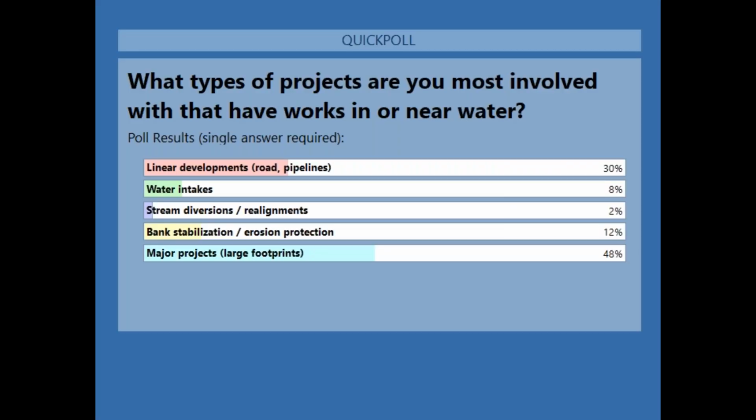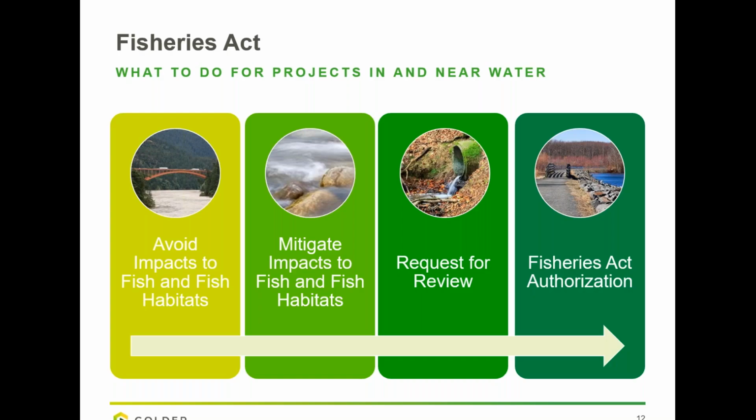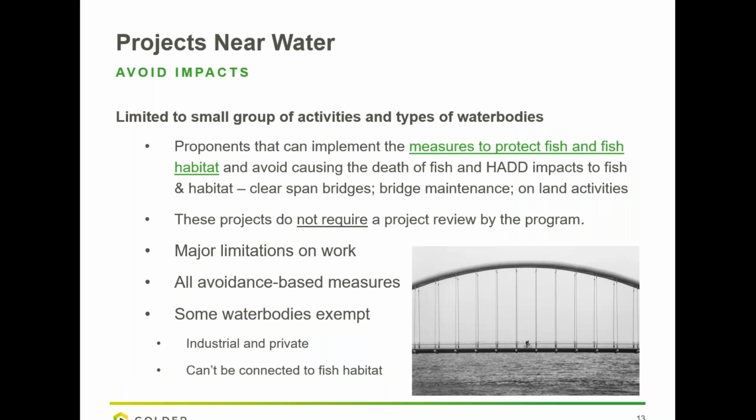So again, a little bit of a mix, a lot of linear development and a lot of major projects that involve large footprints with a few folks involved with intakes, stream diversions, and bank stabilization. And obviously, these aren't all the projects that someone could be involved with, but again, I think there are some different regulatory mechanisms depending on the type of project that you might be involved with. So let's step through the basic process.